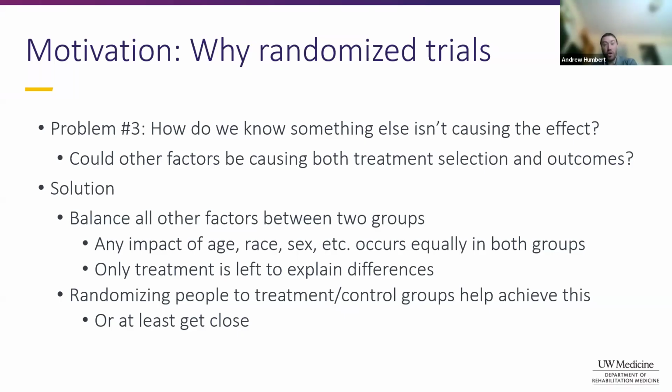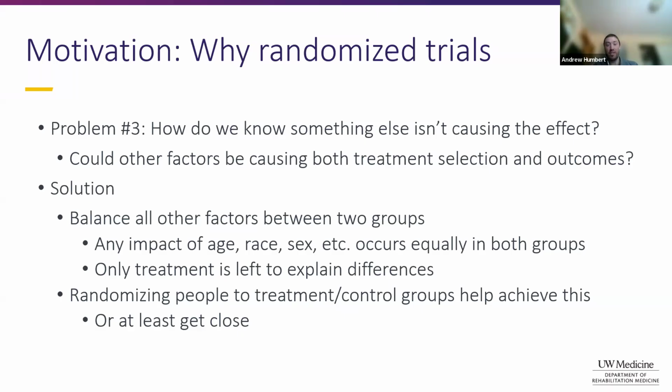And that's finally where this actual randomization component comes into play. If we can randomize people to treatment and control groups, we can essentially achieve this balance, or at least get very, very close. And I'm not going to drive this home too much, but this is an important limitation of randomization too, in that it's sort of a to infinity and beyond kind of solution, right?